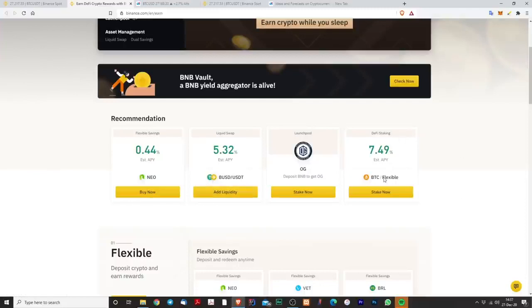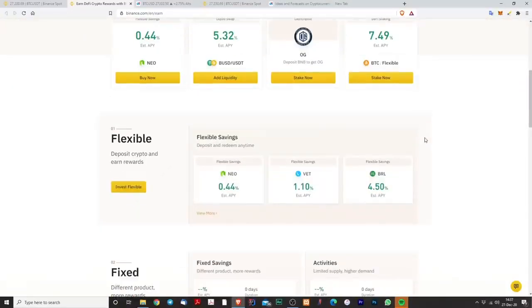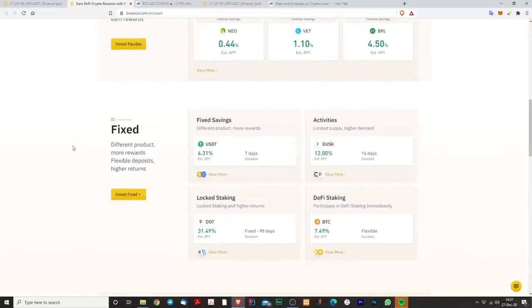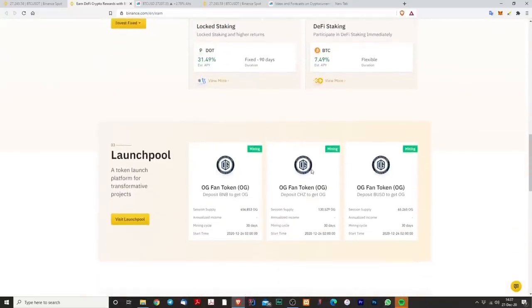So for example, it's saying DeFi staking. You can stake your BTC, meaning that you're going to lock it up on Binance for a certain period of time, and you'll be earning 7.49% a year. But you don't have to wait for a year to earn that amount. The APY is accumulated on a daily basis, right? So you can see there's fixed ones, there's flexible, there's launch pool.